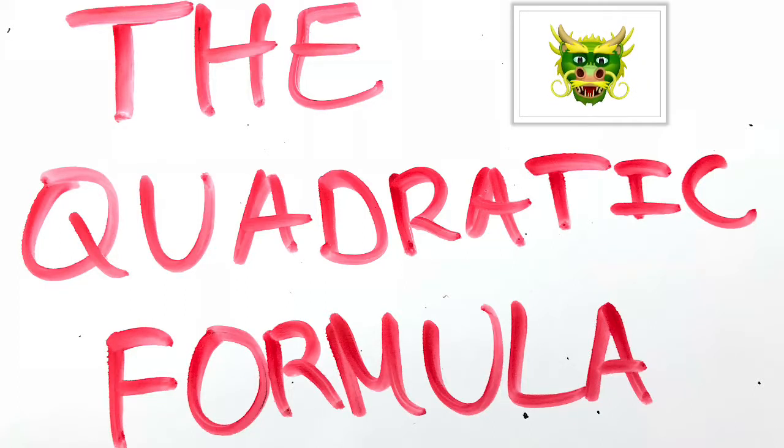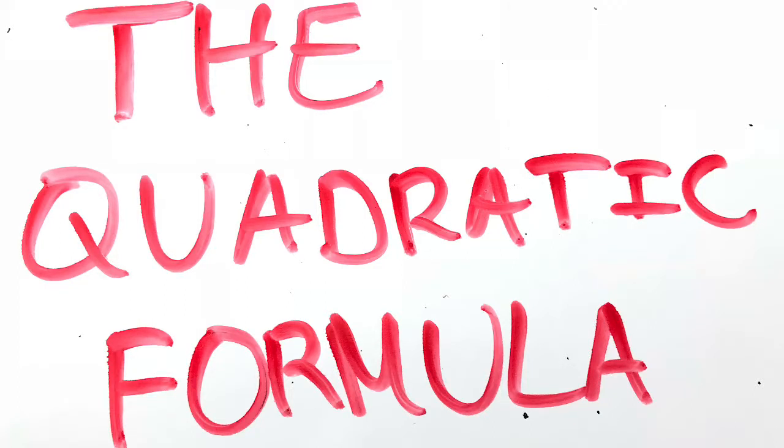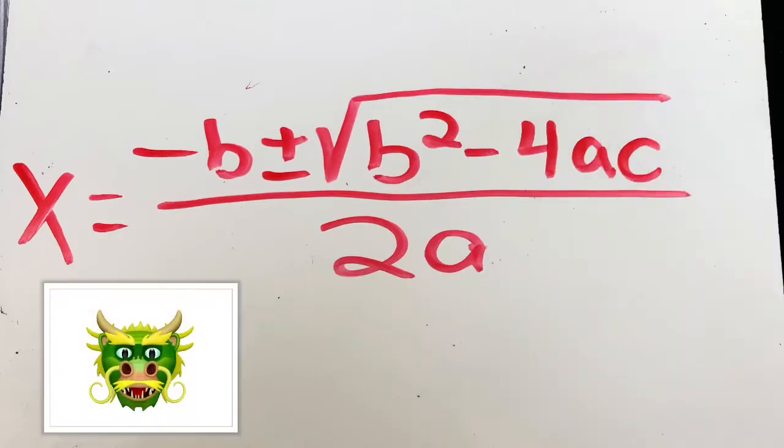Today we'll be learning about the quadratic formula. The quadratic formula is negative b plus or minus the square root of b squared minus 4 times a times c, divided by 2 times a.